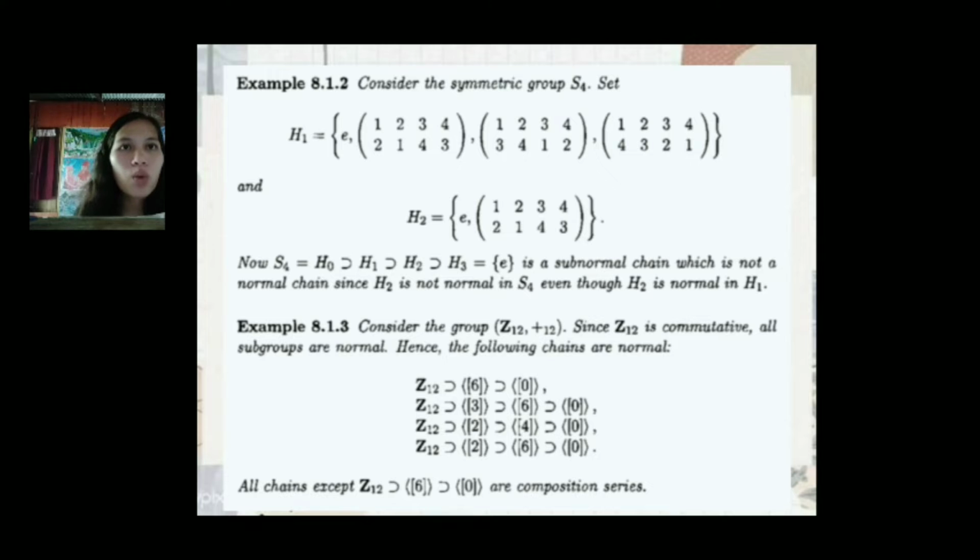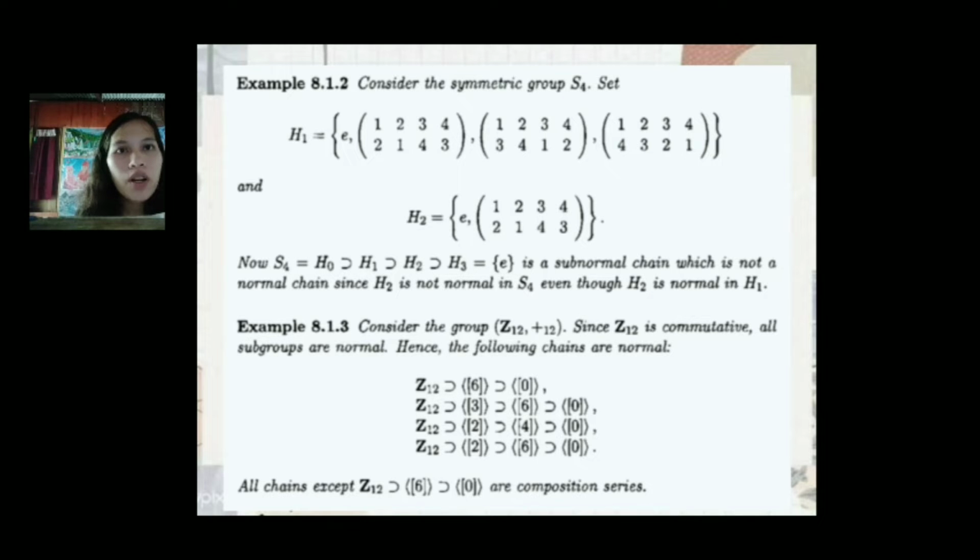Example 8.1.2. Consider the symmetric group S_4. Set H_1 equal to the set of the identity, (1 2 3 4 → 2 1 4 3), (1 2 3 4 → 3 4 1 2), and (1 2 3 4 → 4 3 2 1), and H_2 equal to the set of the identity and (1 2 3 4 → 2 1 4 3).